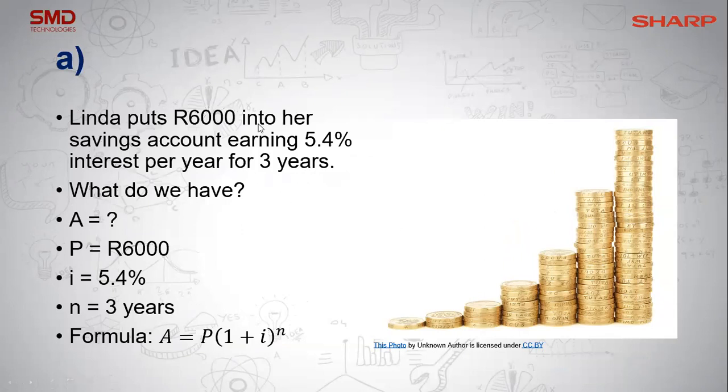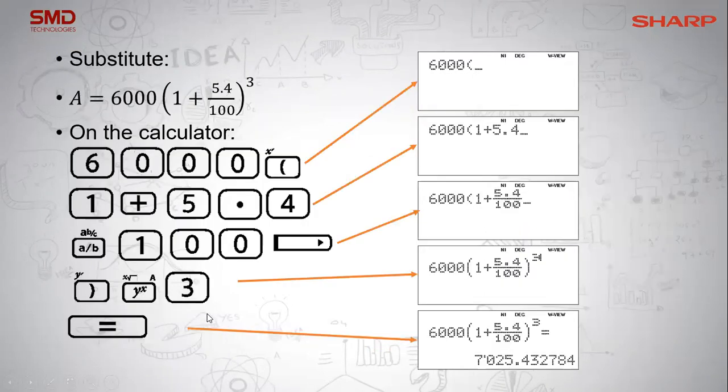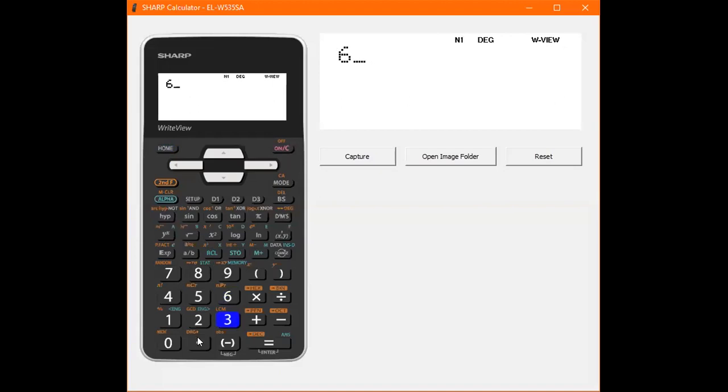Okay, so what do we have? That's our initial investment, the 6,000 Rand, so that's our P. Our interest normally is a percentage, so that's quite a giveaway. And then of course 3 years is your N value. Okay, so we can substitute that into our formula. And then of course, it's as simple as typing it into the calculator. So here we can do it. So let's go back home. So we have 6,000 Rand, open brackets, 1 plus, it was 5.4%, right? Over 100.